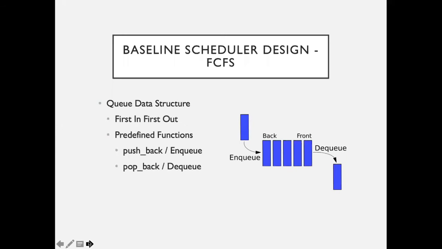The design choice of the baseline scheduler to use a queue data structure was due to its first in, first out property, which complements the first come, first serve algorithm. When a process arrives, we can use the predefined pushback function to add the process to the end of the ready queue. While if the process has finished executing, we can use the predefined popback function to remove the front process of the queue.